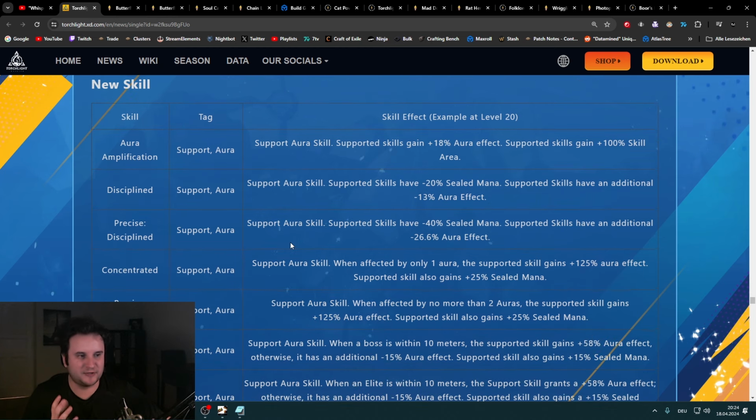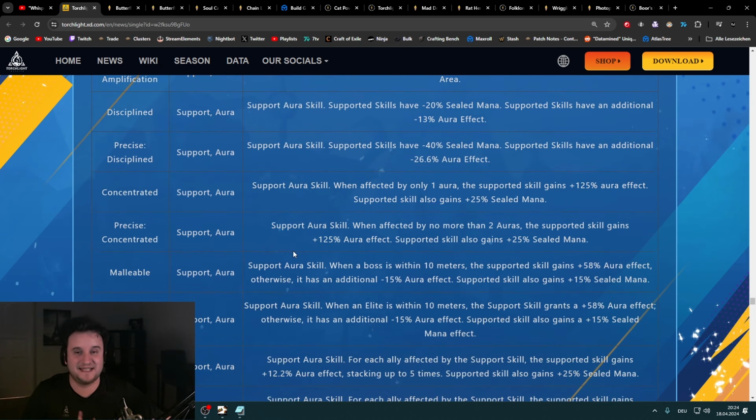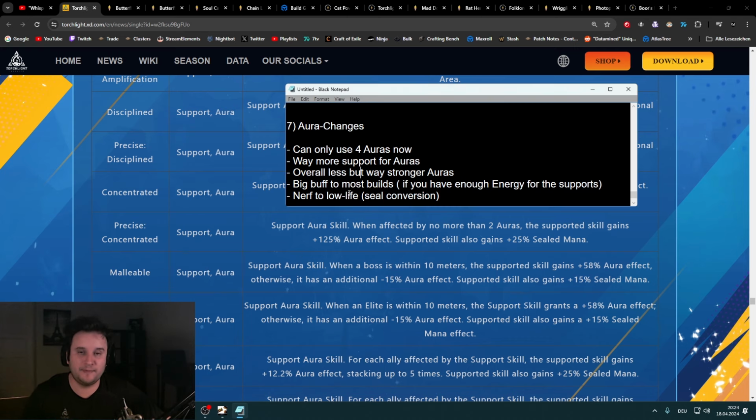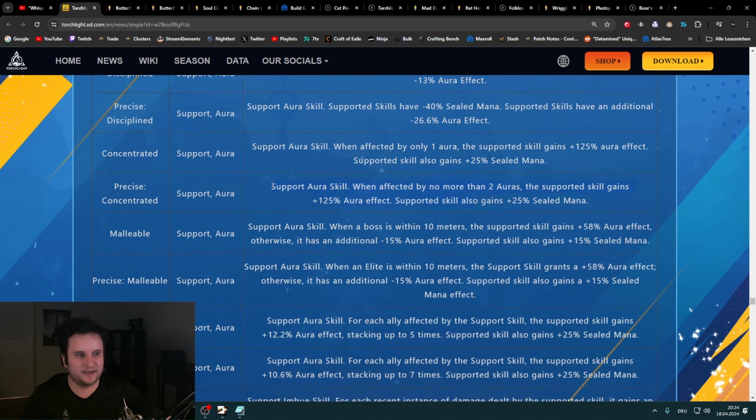I mapped this out on stream actually a little bit, and in general, I would say this is a straight up buff for most builds. This will make it way better to focus on one or two auras that are just crazy good for your build instead of diversifying. There are also supports like this one right here, like Concentrated. The precise version, you can't have more than two auras, but you get 125 aura effect.